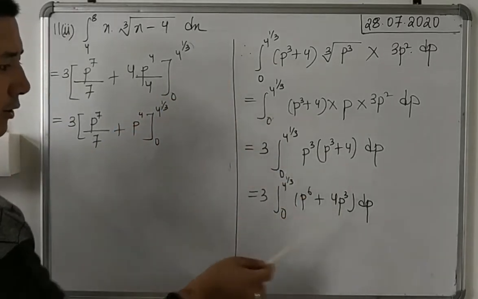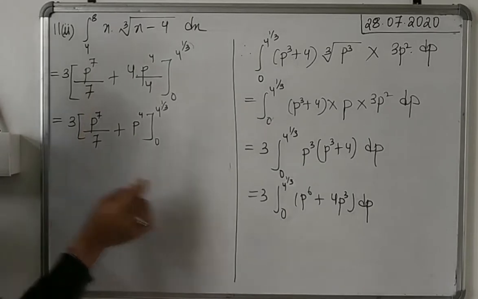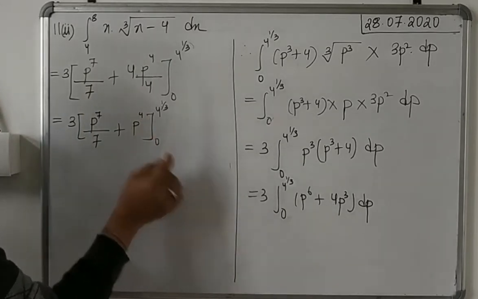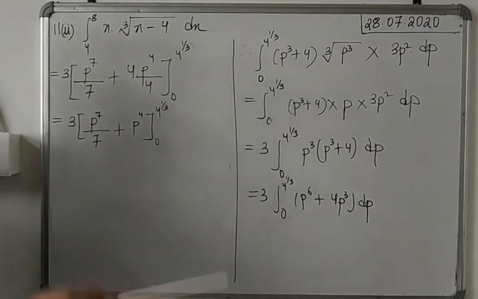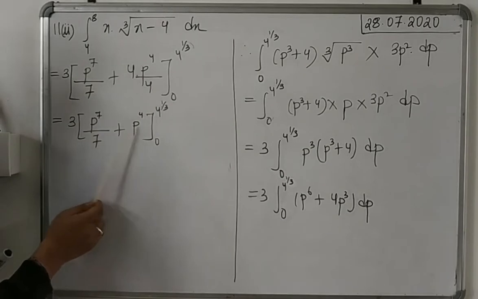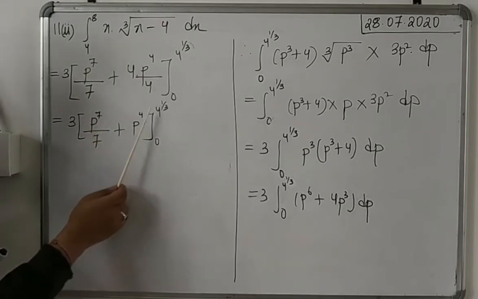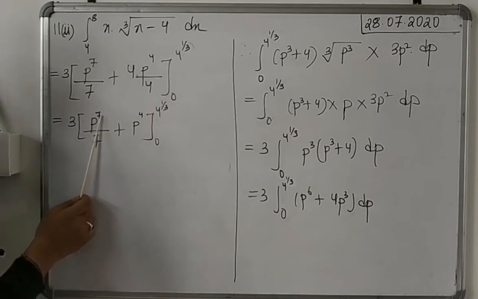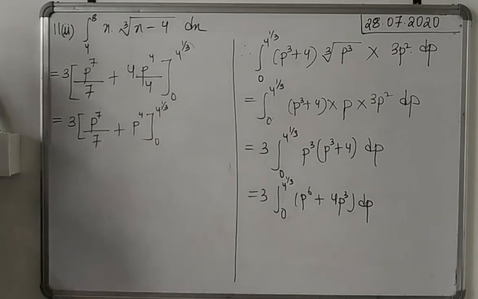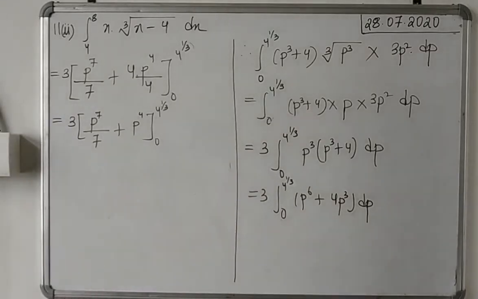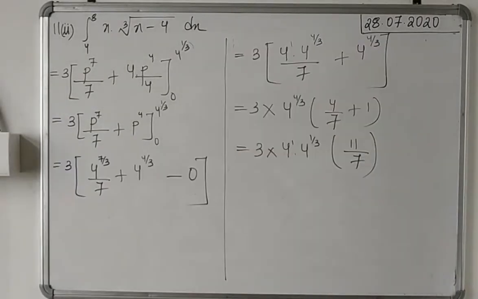Take the integration: p to the power 7 by 7 plus 4, p to the power 4 by 4, 4 gets cancelled out, so I get this. Now what to do? Put the upper limit and then we put the lower limit. See, when I put the upper limit, this will be 4 to the power 1 by 3 to the power 7, 4 to the power 1 by 3 to the power 4, and then 0 we don't have to. Okay, so pause the video, note it down, I'll show you the steps again.